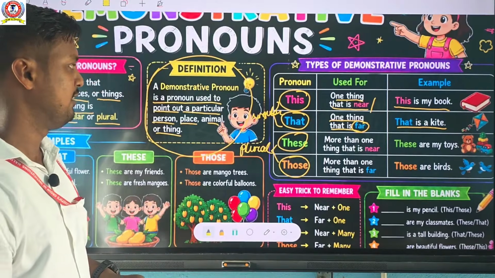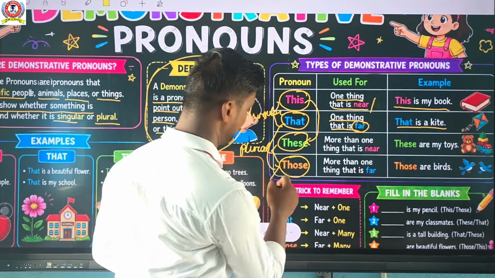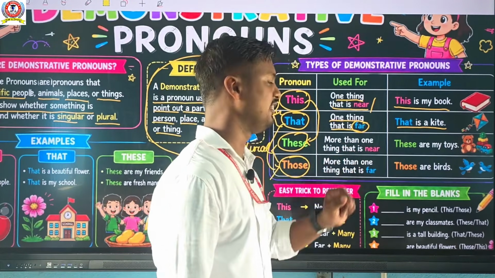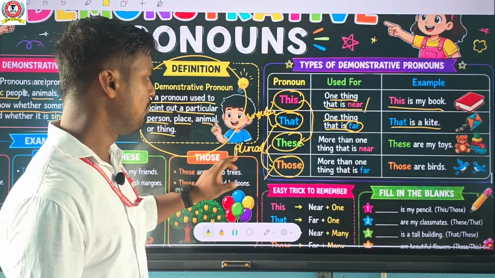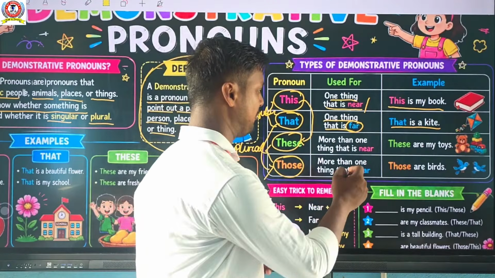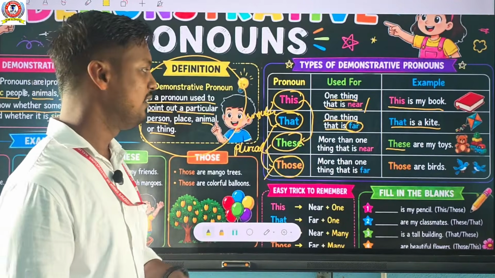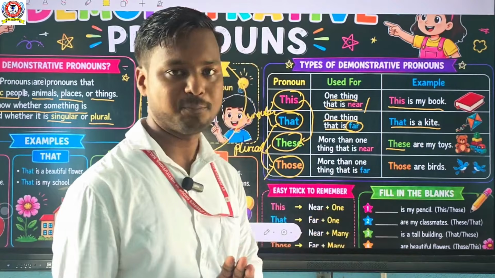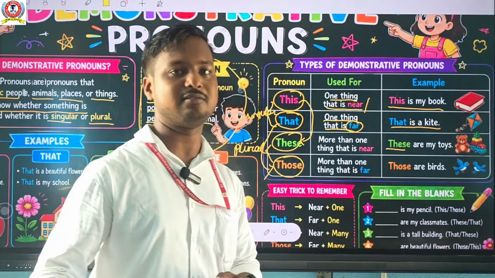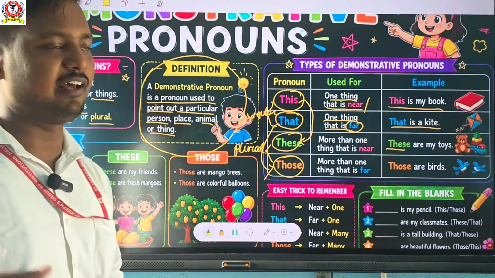The plural form of this is these, and the plural form of that is those. More than one thing that is nearer, at that time we have to use these. These are my toys. That means there are a lot of toys, and they are near you. And those: more than one thing that is far. Those are birds. That means the birds are very far, not near to you, or they are in the tree.